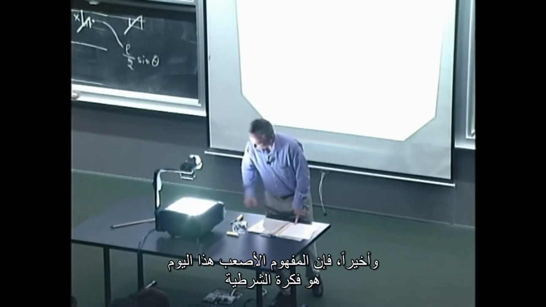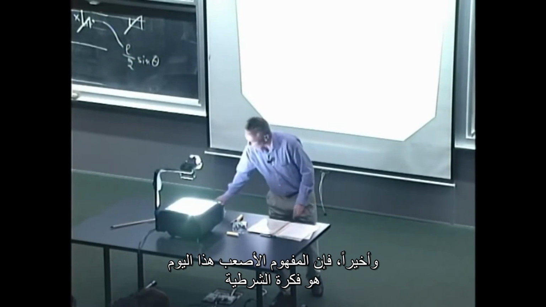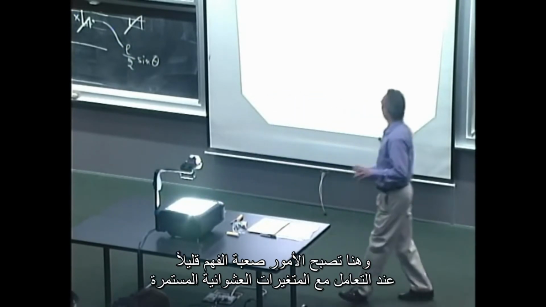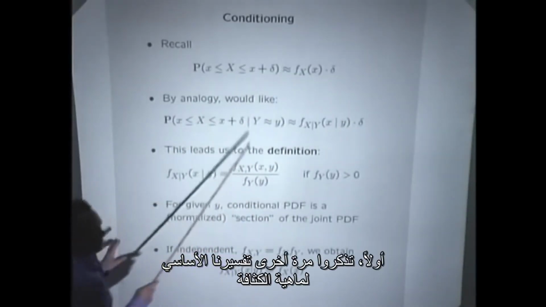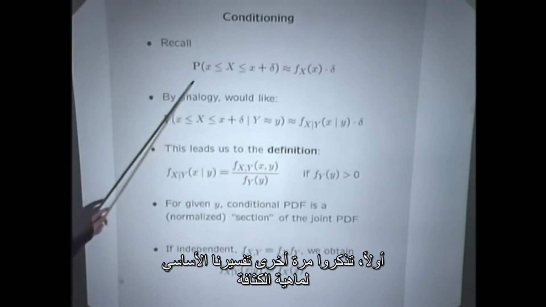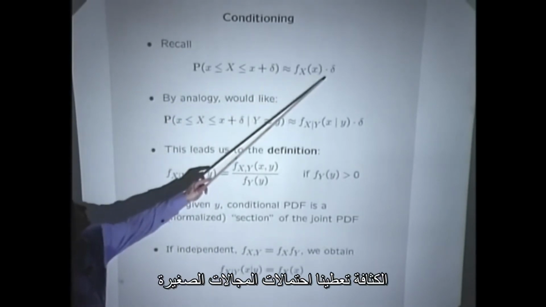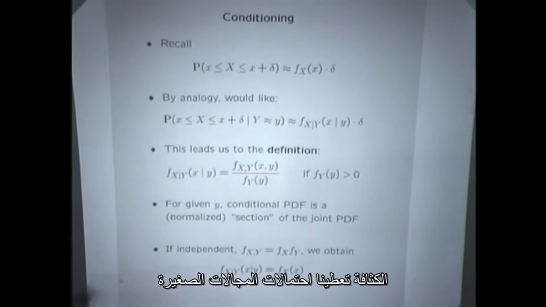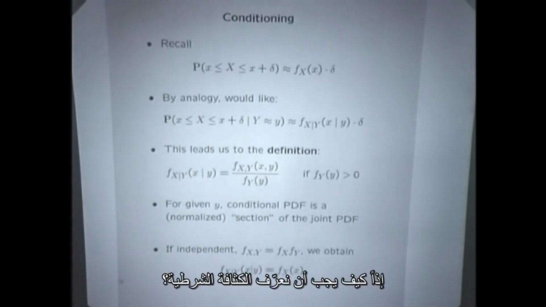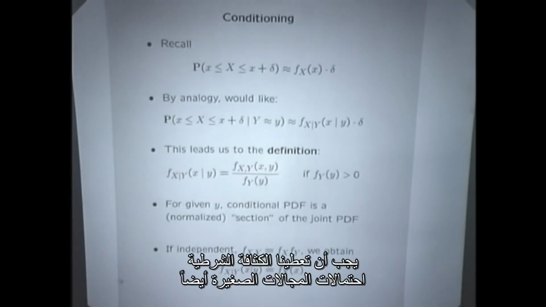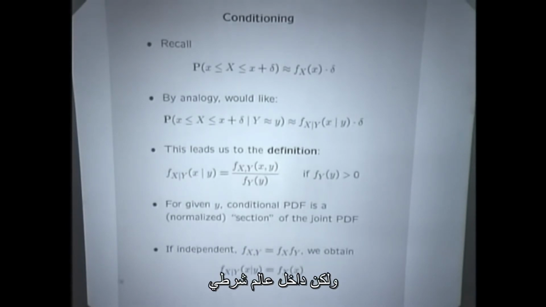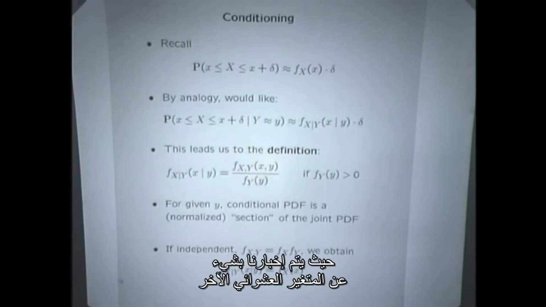Finally, the harder concept of the day is the idea of conditioning. And here things become a little subtle when you deal with continuous random variables. Okay. First, remember again our basic interpretation of what a density is. A density gives us probabilities of little intervals. So how should we define conditional densities? Conditional densities should again give us probabilities of little intervals, but inside a conditional world where we have been told something about the other random variable.